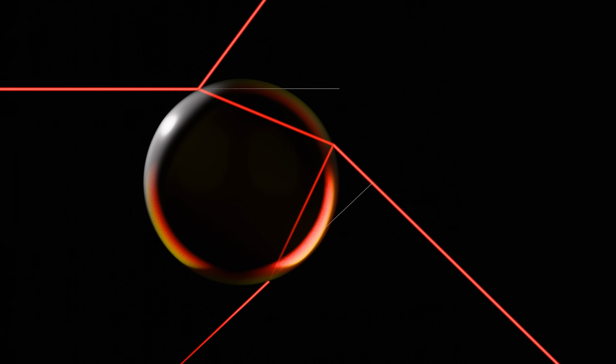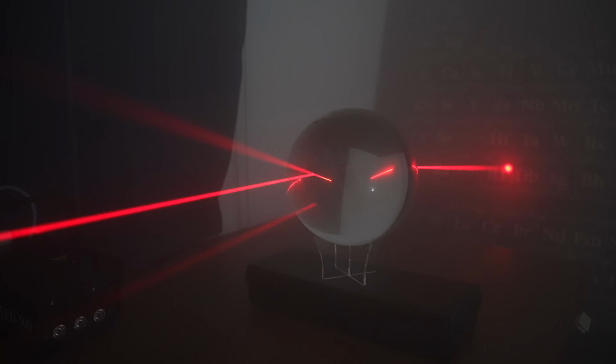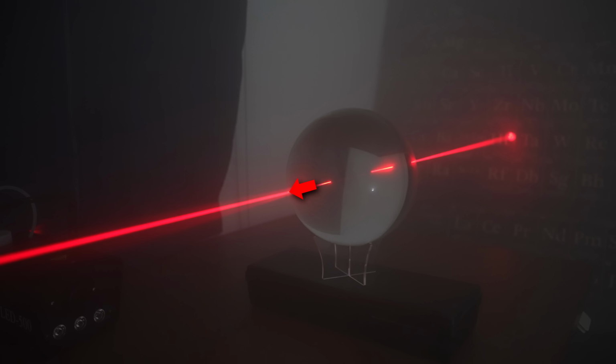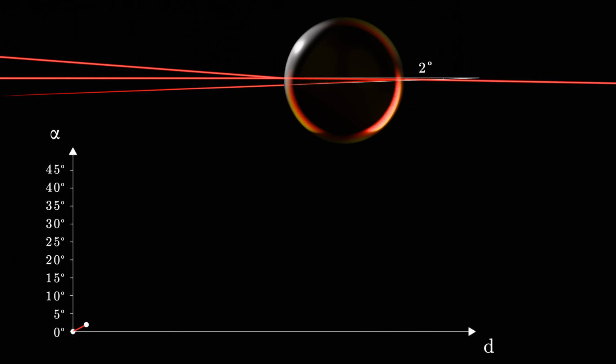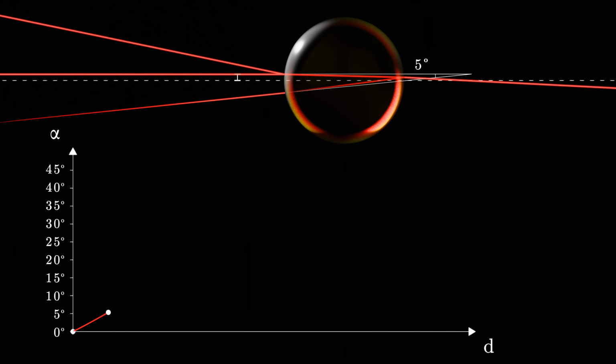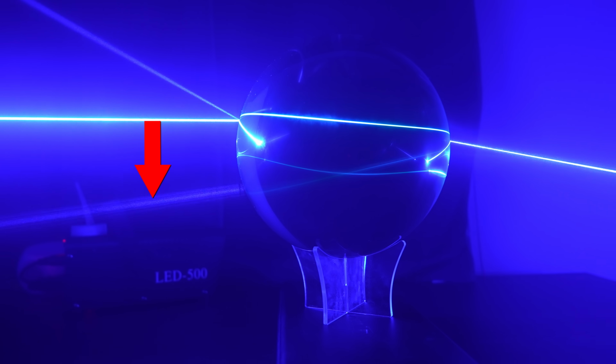Now, I want to graph the angle of this reflected ray as I move the beam up the sphere. When the laser is dead center, the reflected beam comes straight back at the source, so let's call that 0 degrees. Then as I move the laser up, this angle increases, so the light's coming back at 5 degrees, then 10 degrees, and it keeps increasing the higher I go.